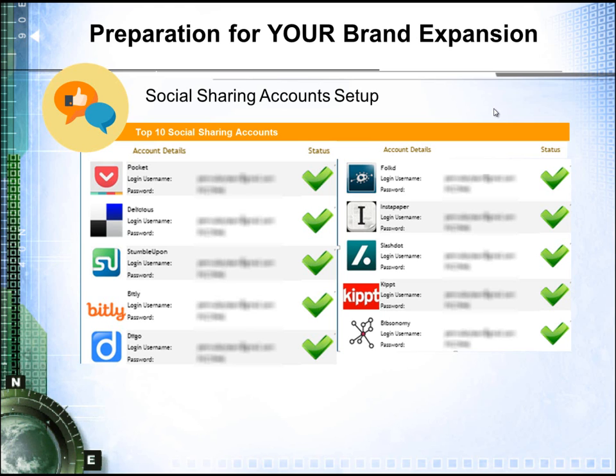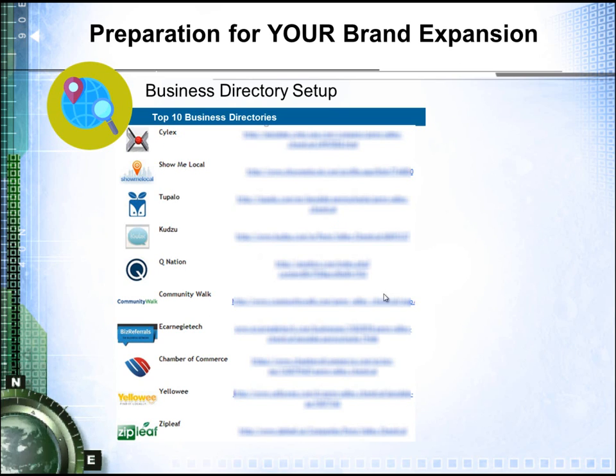You want to let people know about it. So when we publish content about you, we want to let people know. And we can do that through your social sharing accounts. We set up the top 10 to let the world know how great the content is that's being published about you. We also set up your basic top 10 business directories in the very beginning to make sure that we've established a stronghold on your business directories.